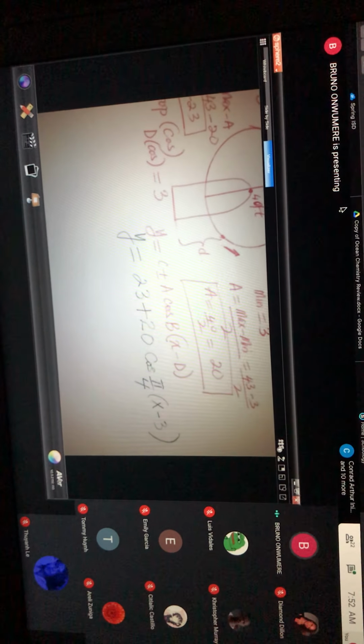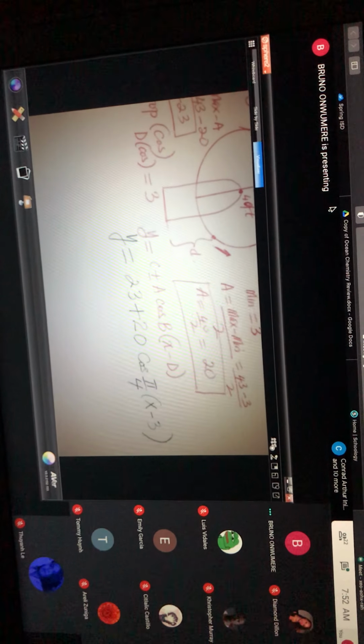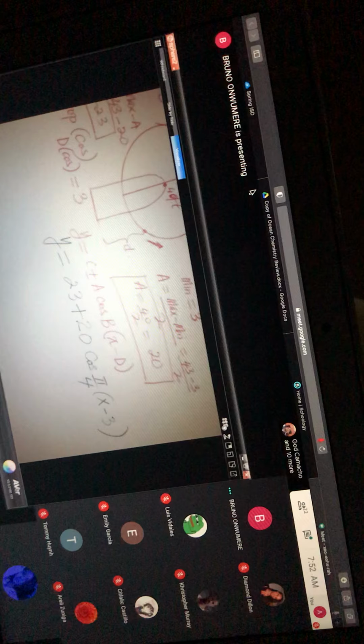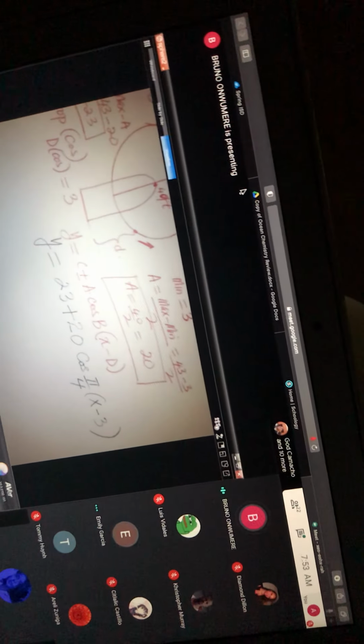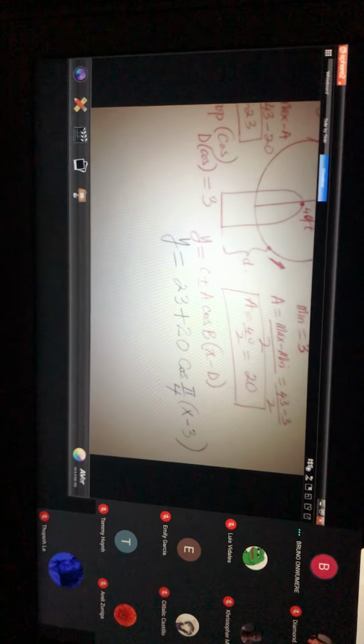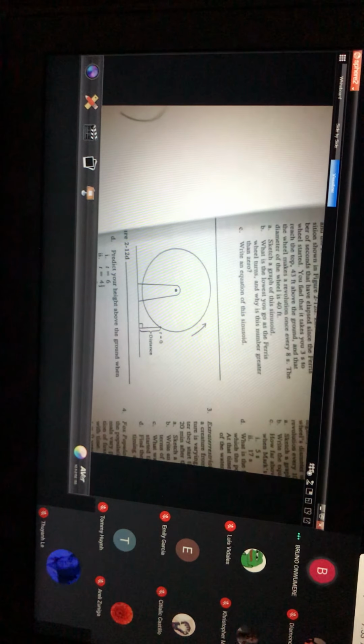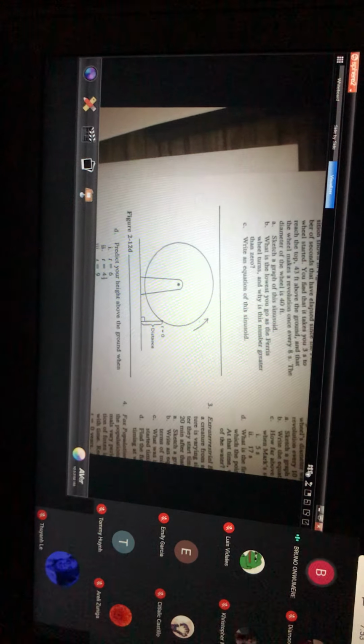Everybody at home, are you paying attention? Everybody at home, are you listening? Do you understand how I'm getting this information from the Ferris wheel problem?